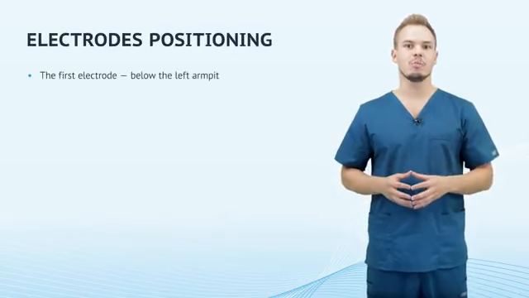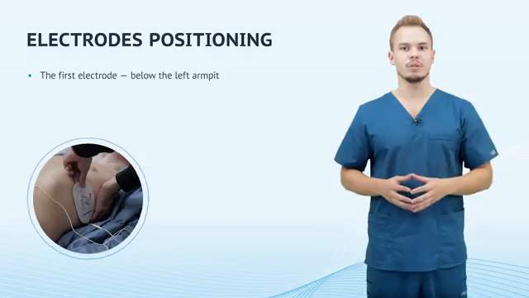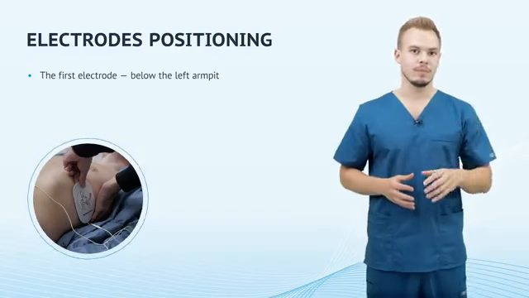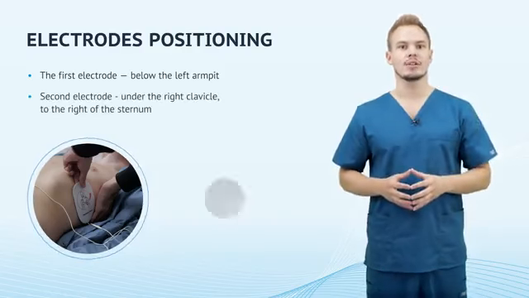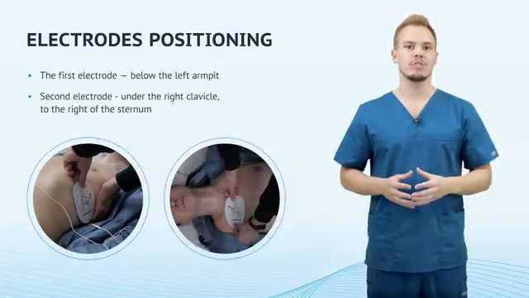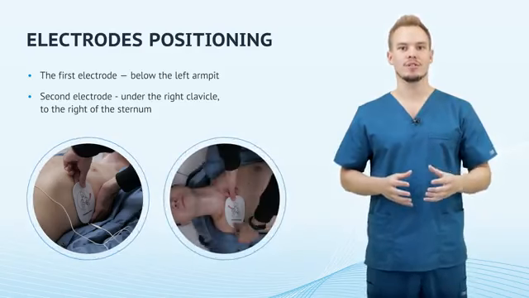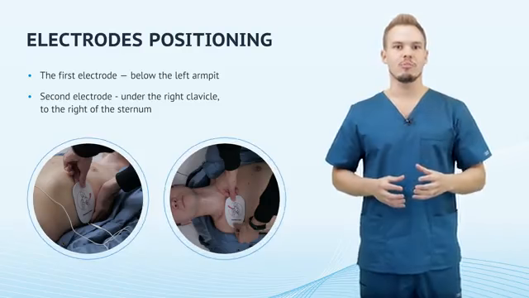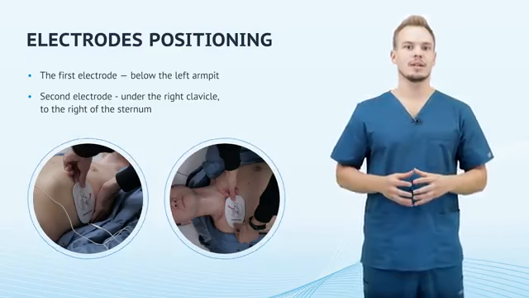The first electrode must be placed below the left armpit, stepping back a palm's width. Place the second electrode under the right clavicle, to the right of the sternum, and then follow the defibrillator's prompts. After applying electrodes, the device will analyze the heart rhythm.